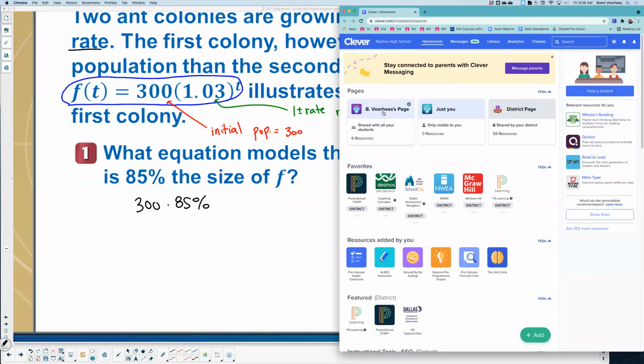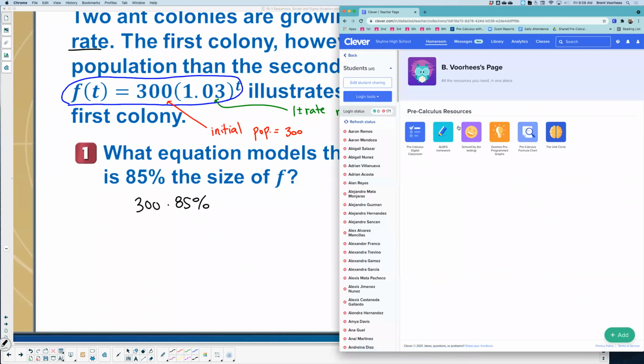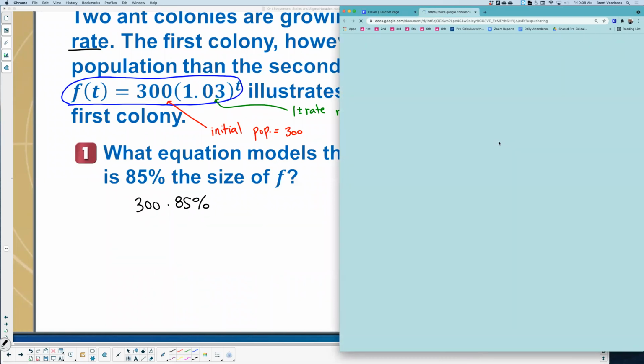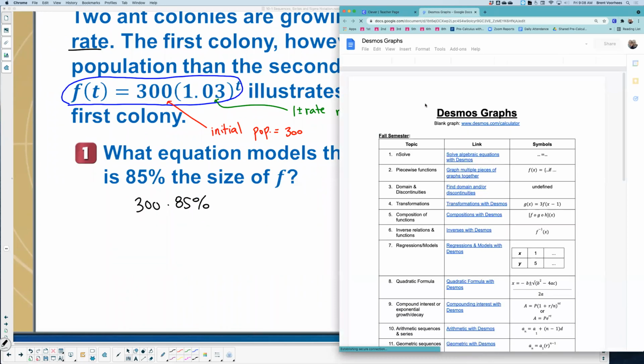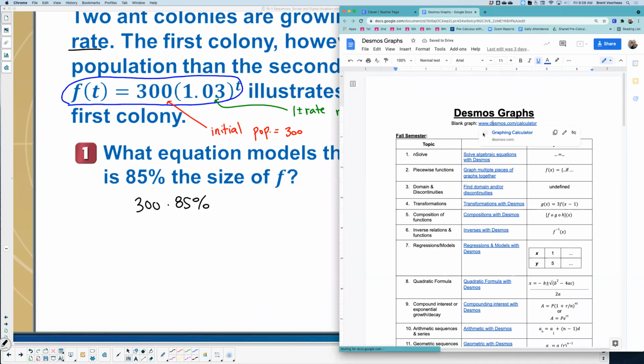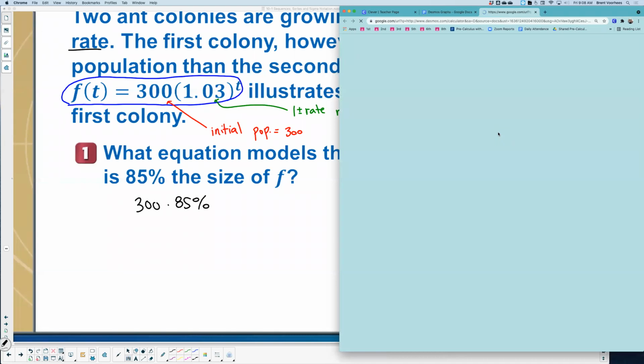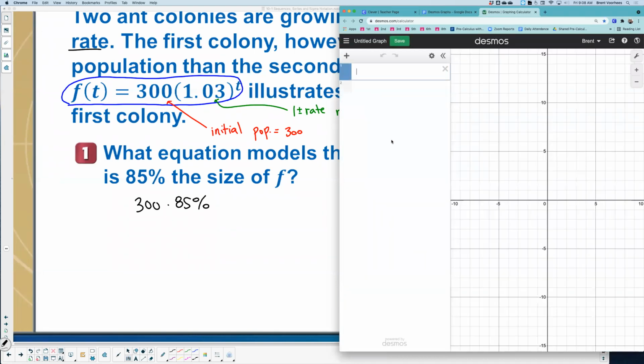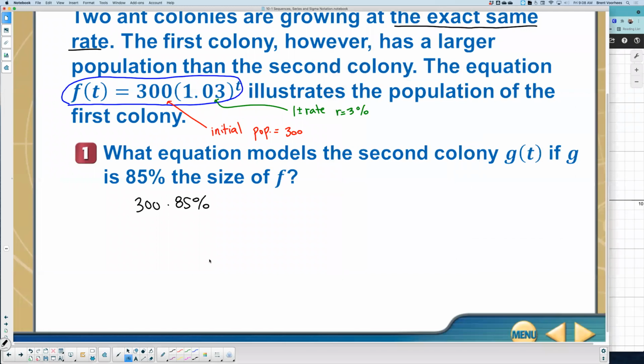Let's go open up Desmos. I'm just going to be short here. I'm going to click on my page, Desmos pre-programmed graphs, and I'll choose a blank graph. If it opens, 255 is what I'm hearing. So remember, if you don't know how to do percentage, just divide it by 100 like that, and it is 255.